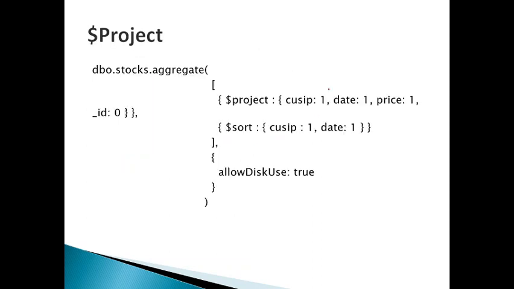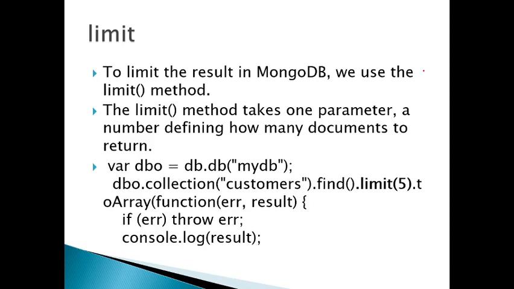Similarly, you can use the project part for what you want to display and what you don't want to display. Zero means do not display the field, and one means display the field. So you can use the projection part, and then limit is to limit the number of results you want to see. For example, you search on the customer and you only display the first 5 documents. For that, you need to use dot limit and provide the number of records you want to display. So limit can be used.